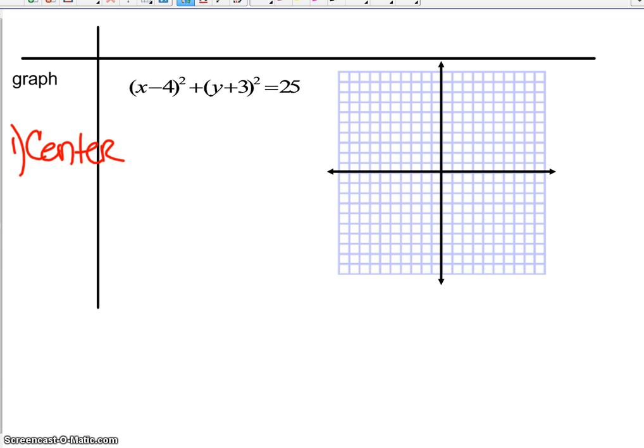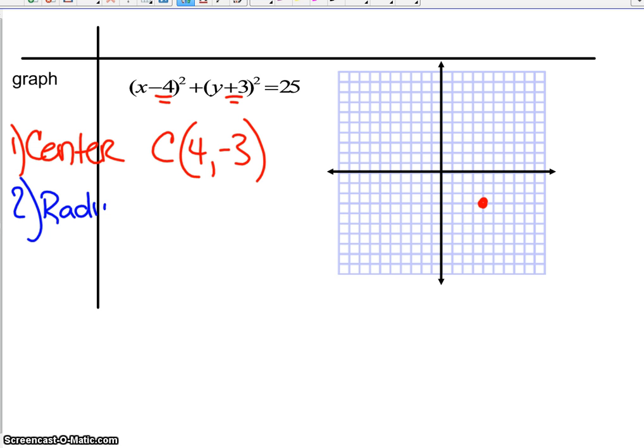All right, so if I'm asked to graph, very simple situation, number one, where's my center? Okay, so my center, opposite of what's being done to the x, opposite of what's being done to the y. So my center here is at 4, negative 3. Second thing I want to find then is the length of my radius. Okay. Well, r squared is 25. So if I take the square root of both sides, I get plus or minus 5. But again, because of the fact that we're talking about a distance, it can only be that positive 5.